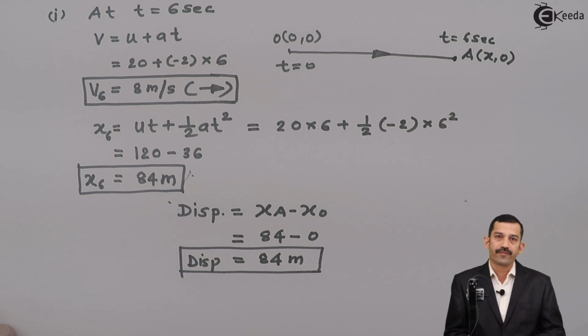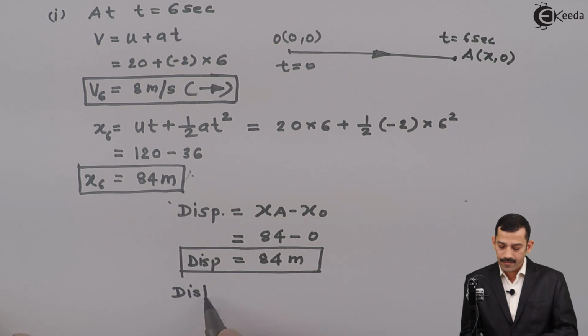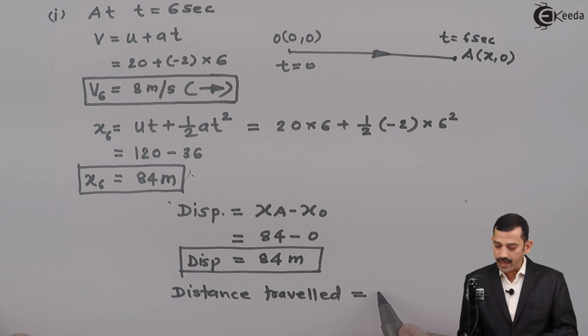Up to 6 seconds, displacement and distance travelled are the same because the particle moves in the same direction of motion. Therefore, distance travelled is equal to 84 meters.